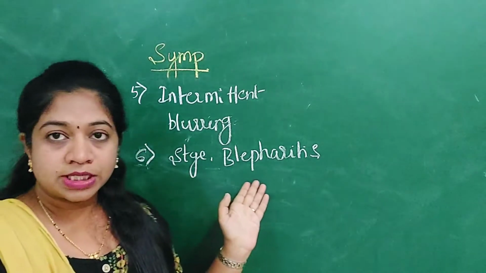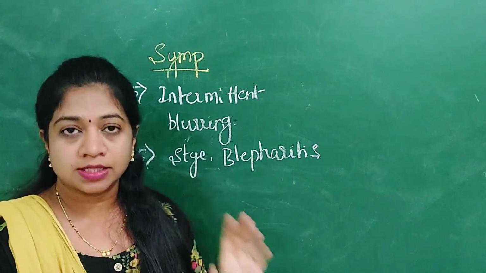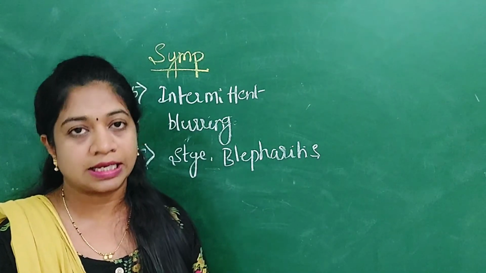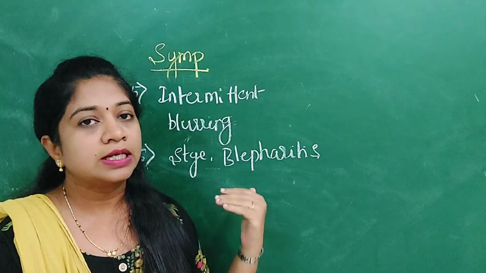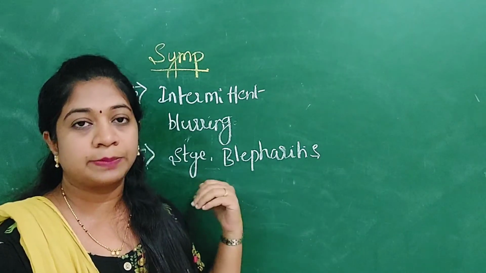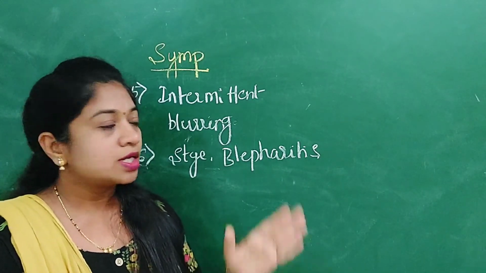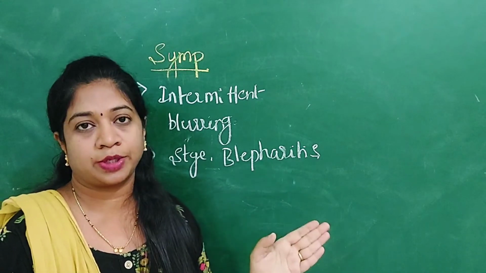And as I told, these patients will have the asthenopic symptoms. Because of the asthenopic symptoms, they will constantly be rubbing their eyes. So that can lead to infection of the glands in the lids, leading to either repeated stye or even blepharitis. So these are the various symptoms of hypermetropia.